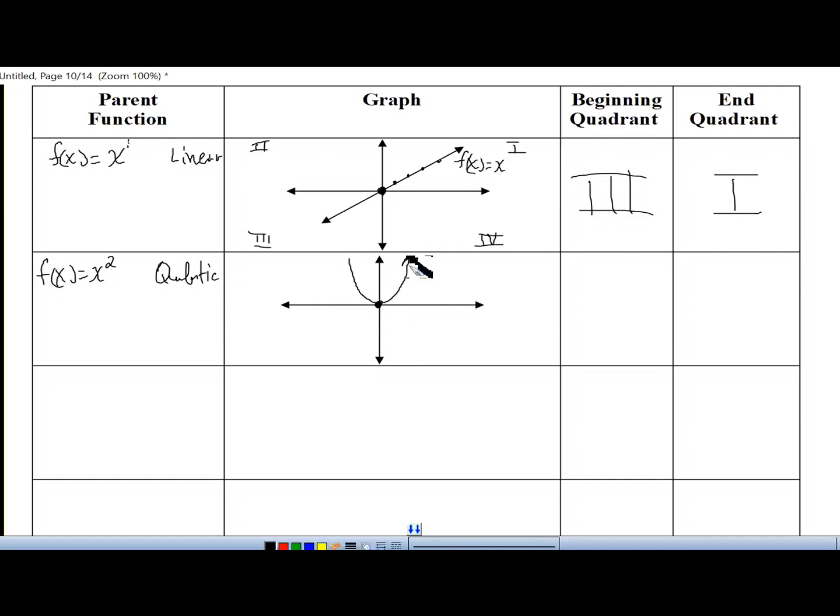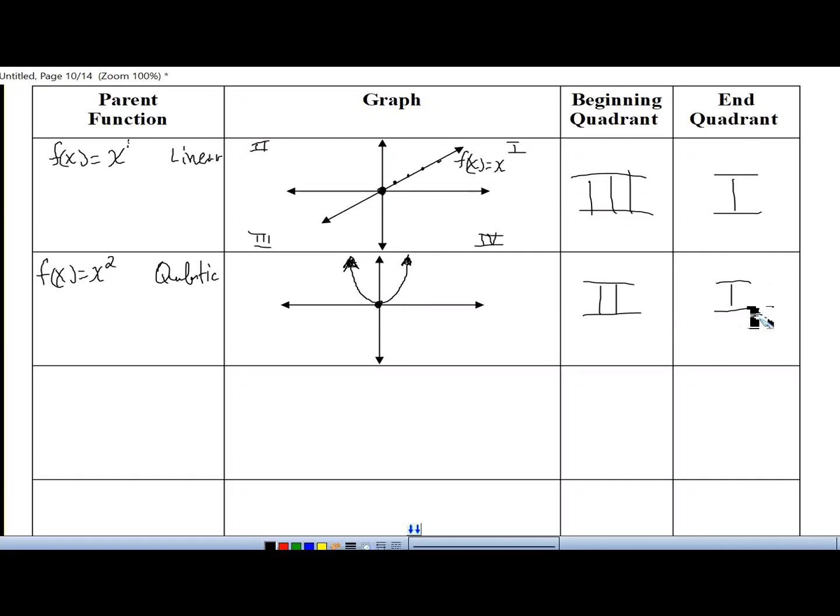And we already did that on the warm-up, right? There it is. All right, if we're reading it from left to right, what quadrant does it start and where does it end? What do you think, Angie? 2 and then 1. 2 and 1, that is correct. Thank you, Angie.